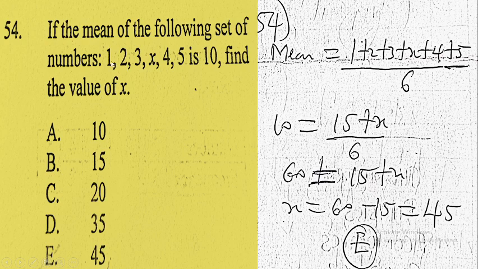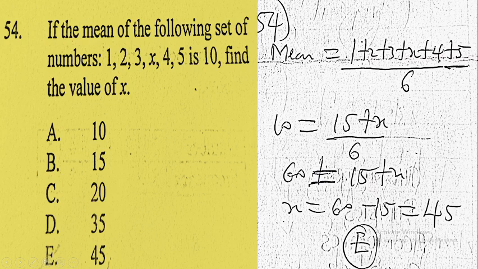If the mean of the following set of numbers 1, 2, 3, x, 4, 5 is 10, find the value of x. How do you find the mean of a set of numbers? It is by adding those numbers together, divided by how many digits we have there. So mean is the summation of all the data divided by 6. So you have been given the value of the mean to be 10.